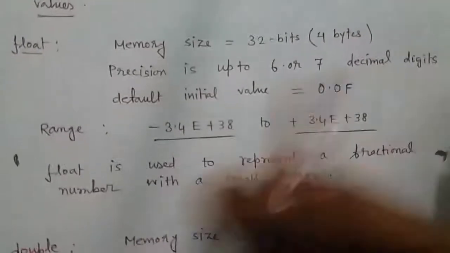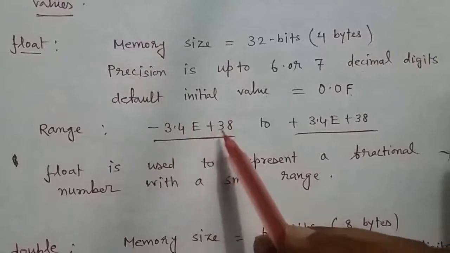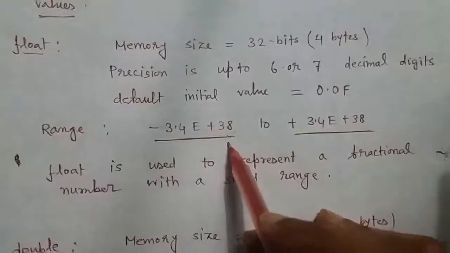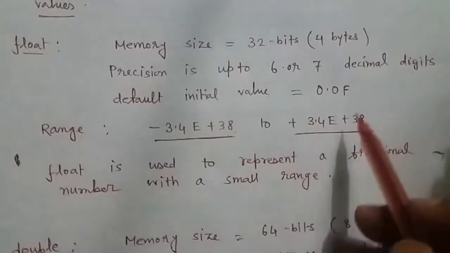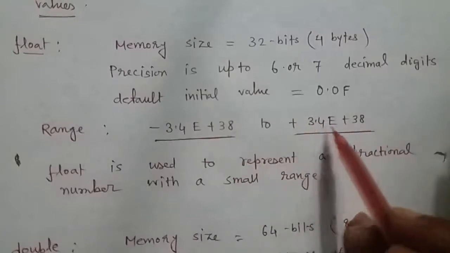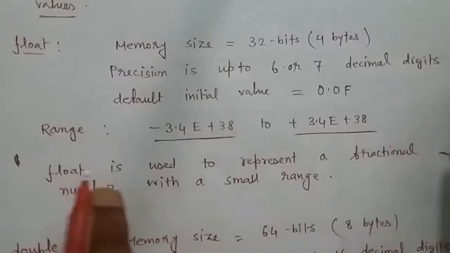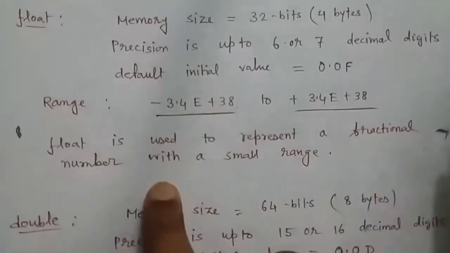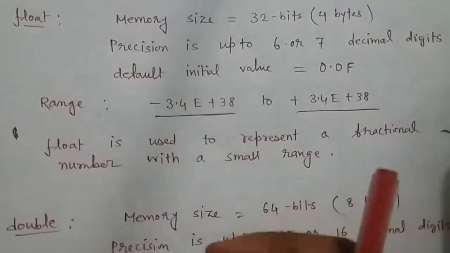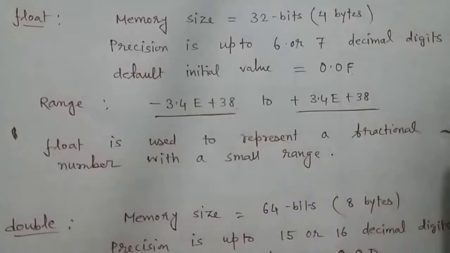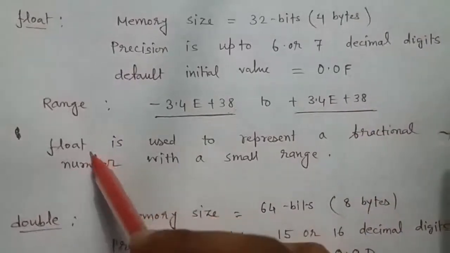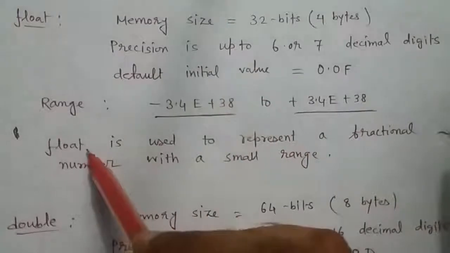And what is the range? Range here is minus 3.4 e plus 38 to plus 3.4 e plus 38. E plus 38 means 10 to the power 38, isn't it? This is scientific notation, so the highest value of the range is 3.4 into 10 to the power 38. Float is used to represent a fractional number with a small range. So if we want to express a fractional number of smaller range, like 2.3, 3.5, then we will prefer this float data type.